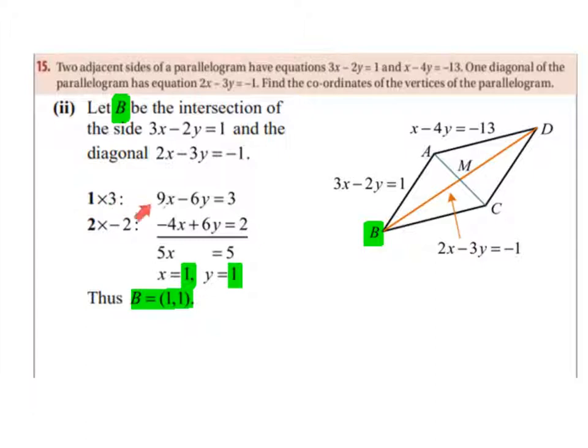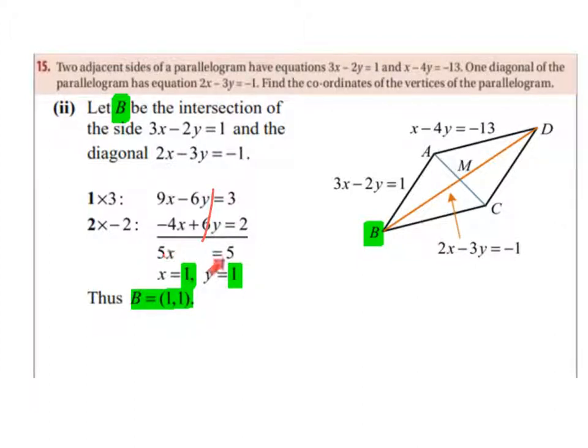So 3x times 3 is 9x, minus 2y times 3 is minus 6y, 1 times 3 is 3. And we're going to multiply equation 2 by minus 2. 2x by minus 2 is minus 4x, minus 3y by minus 2 is plus 6y, minus 1 by minus 2 is positive 2. Now we notice that our y's will match up, so they'll cancel.